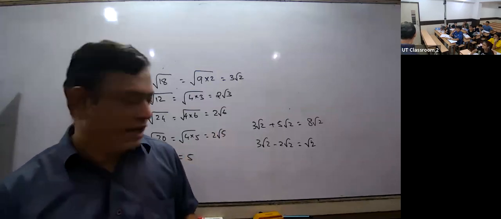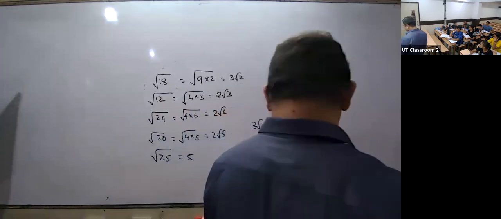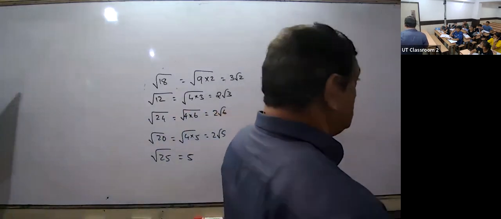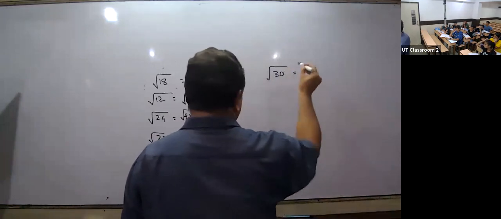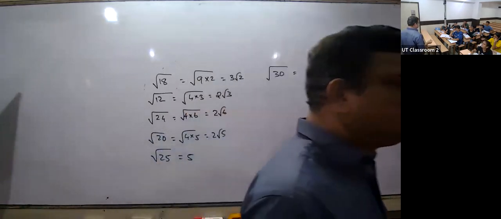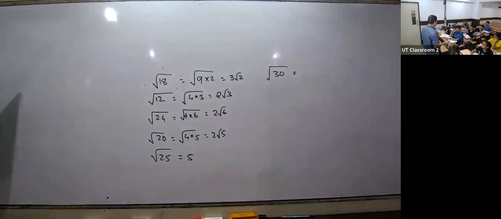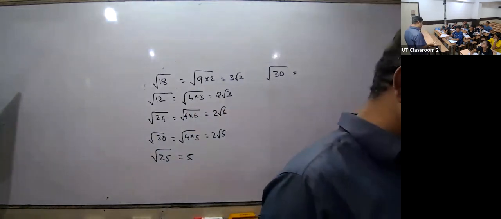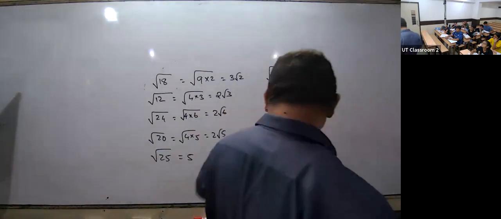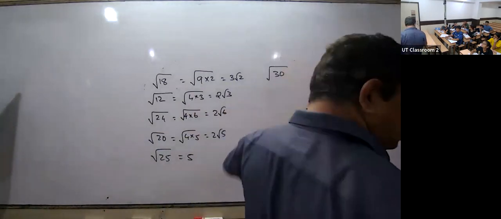Sir, is it compulsory for numbers like 4 and 5 to come in the first place? Rather, root 30. 5 and 6. But what can you do? You cannot do anything now. 5 is not a perfect square, 6 is not a perfect square. This cannot be simplified. Now you got your answer.